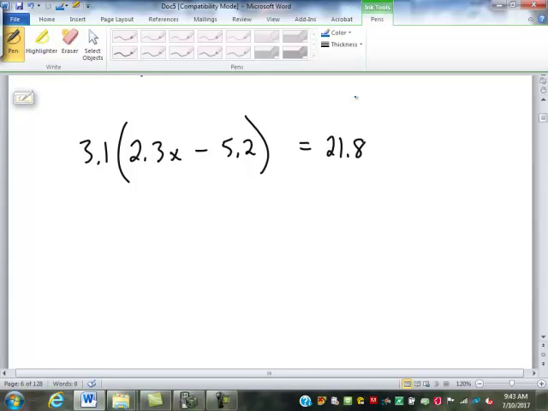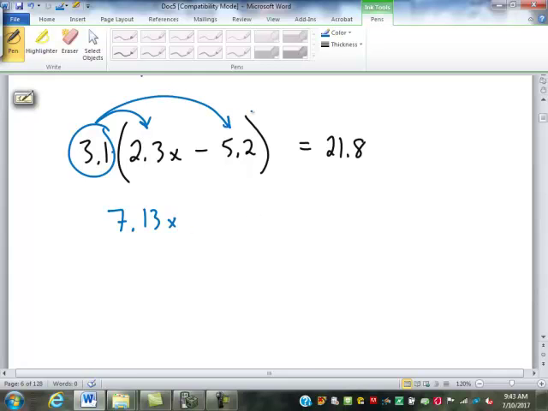So here, what do I need to do? I need to distribute. I see the parentheses. There's nothing to do inside of those parentheses. So now I have to do something to the parentheses. That is multiplying by the 3.1. 3.1 times 2.3 is 7.13x. Good.